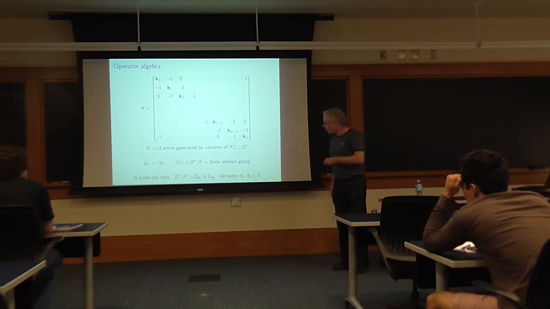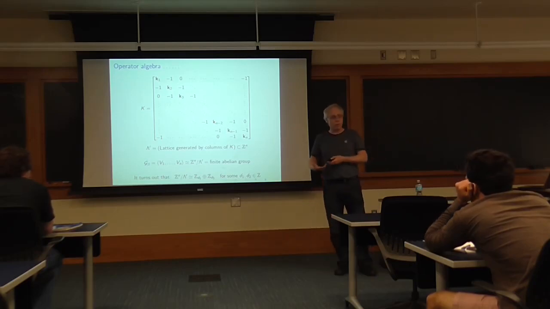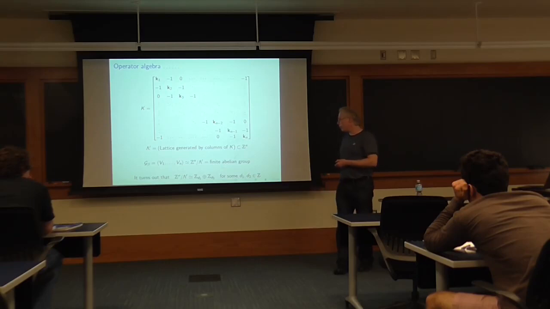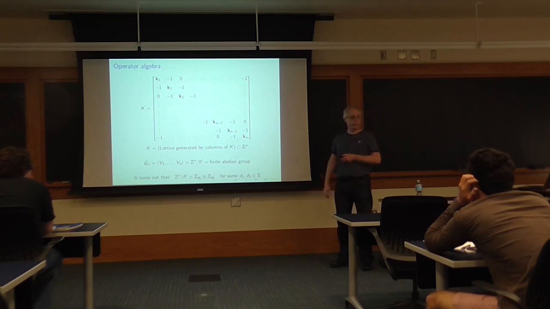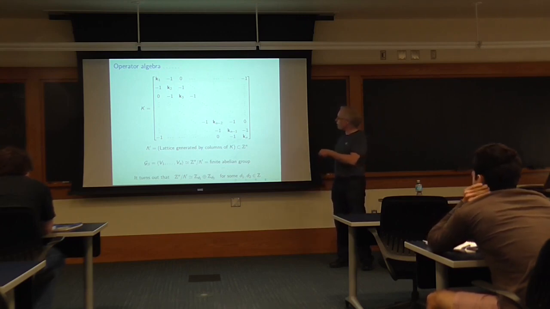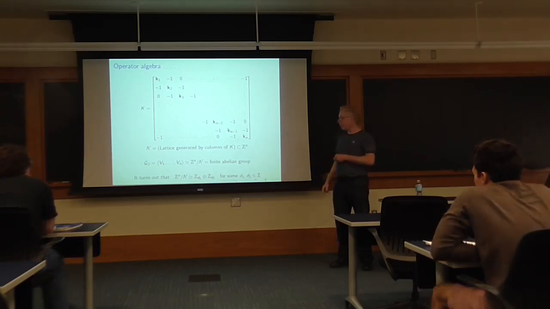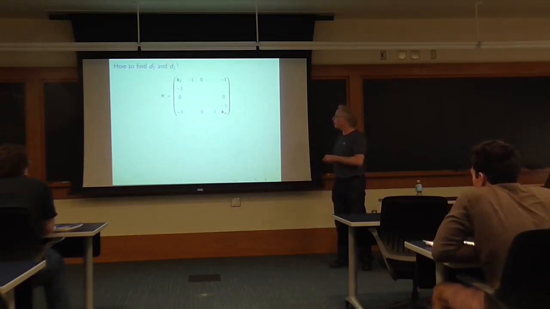Now, it turns out that as an abelian group, why is it a group at all? Because this is an algebra of operators, so it has to be a group. But as a group, it's always a sum of two groups, ZD1 plus ZD2. So there are two integers that, for this particular matrix, specify what that group is. So how do I know that?